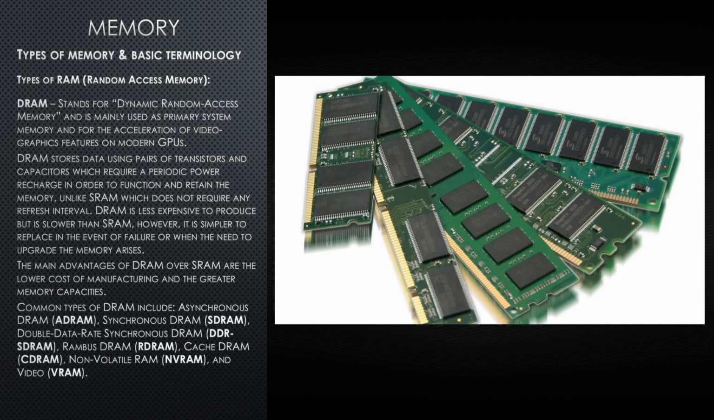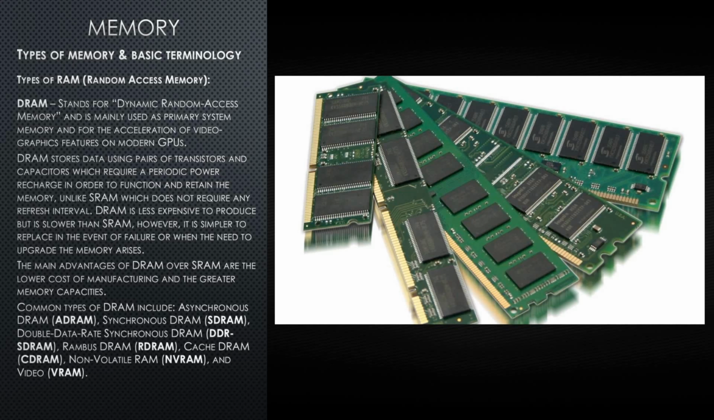DRAM is less expensive to produce, but is slower than SRAM. However, it is simpler to replace in the event of failure, or when the need to upgrade a memory arises. The main advantages of DRAM over SRAM are the lower cost of manufacturing and the greater memory capacities.